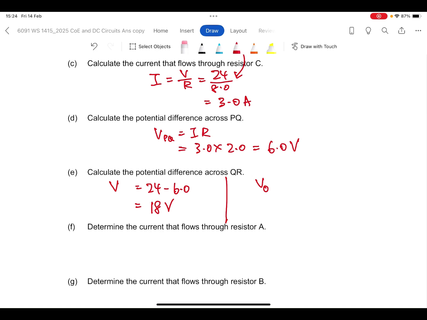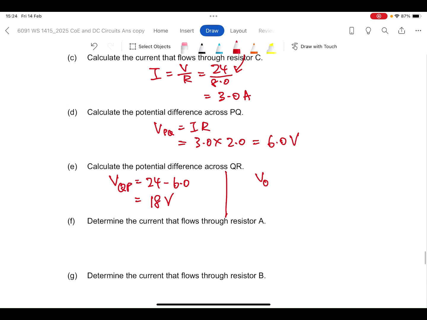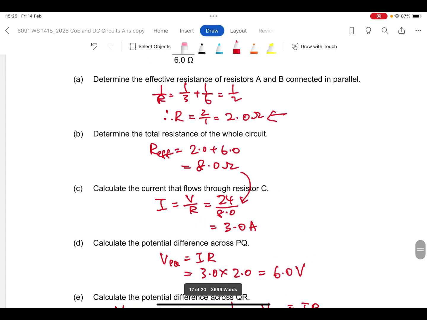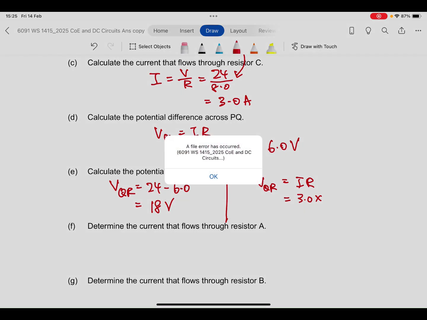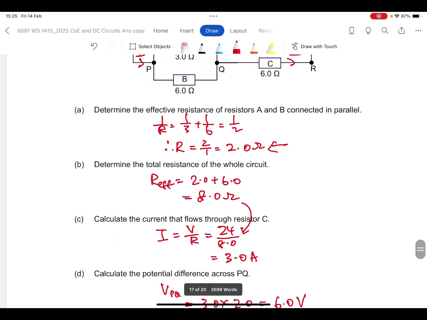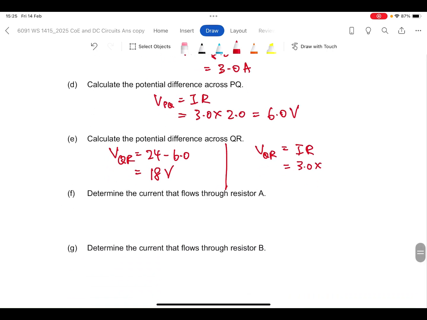Alternatively, I'm finding VQR, not PQ. My apologies. VQR will be equal to I times R. The current is the same across the entire circuit, which is 3.0 amperes, and the resistance for QR alone is 6 ohms. So you get 18 volts. You notice that both ways give you the same answer. There is more than one way to do it, and you can check your answer by using the other method.